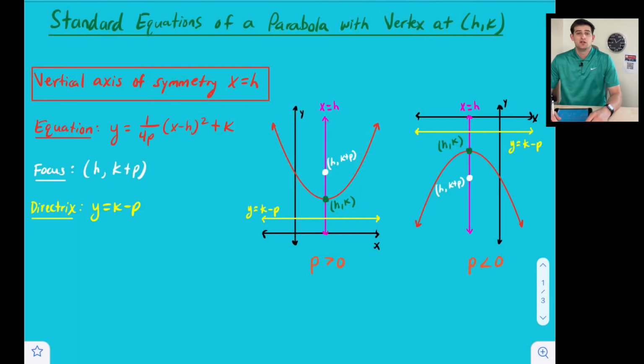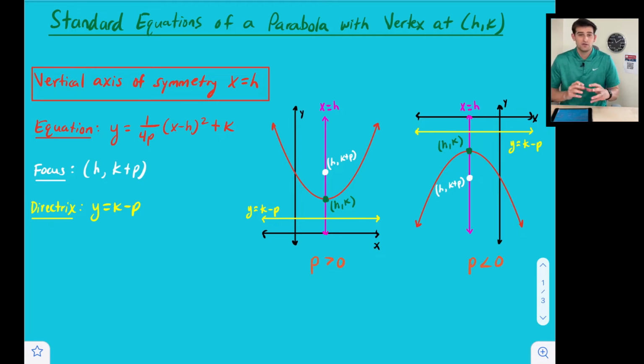Hello everybody, in this video we're going to look at standard equations of parabolas when the vertex is at (h, k). So what does that mean? That just means that our vertex has been translated, or our parabola has been translated. We've looked at previous videos about standard equations when the vertex is at the origin, and I'll link that in the cards right now.